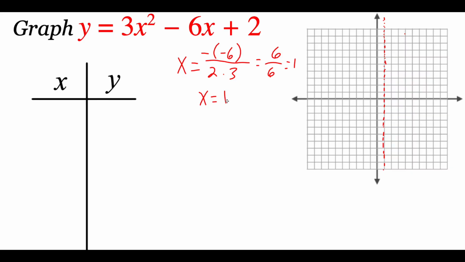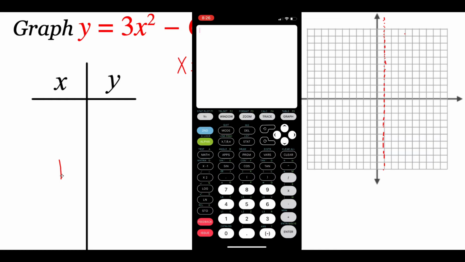Since I know that the axis of symmetry is at 1, that means that my vertex is also at the x value of 1. So that's the midpoint for my parabola. So I'm going to take that x value of 1 and plug it into the equation so that I can figure out what the y value is. So I have to do 3 times that x value of 1 squared minus 6 times that x value of 1, and then add 2 to that. So I get a y value of -1. So at 1, I'm down at -1 for my first point.